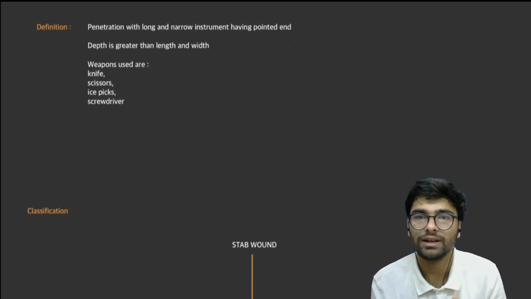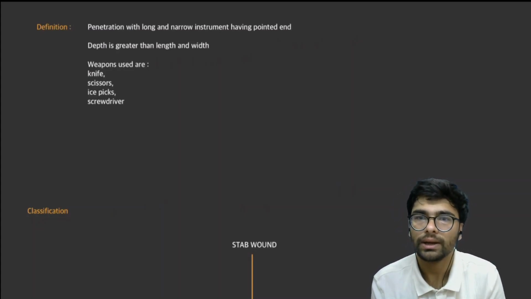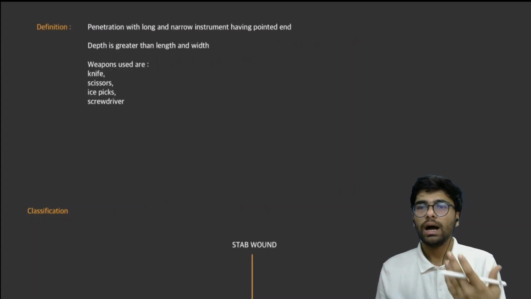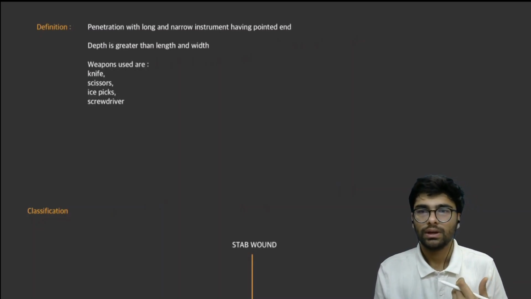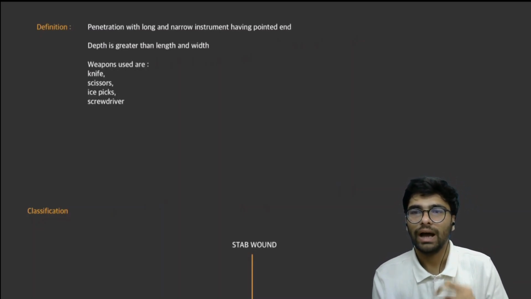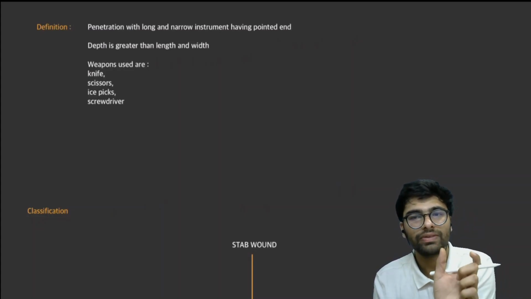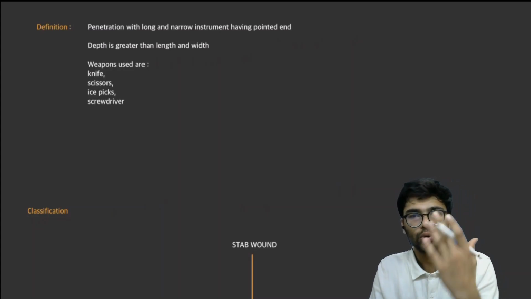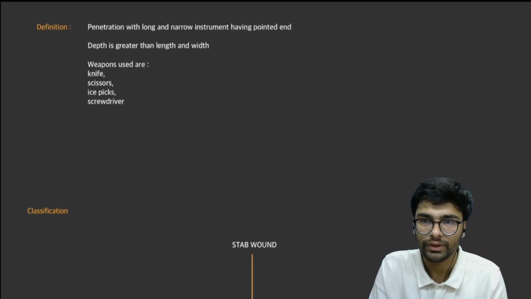So here is the definition. What is the definition? So stab wound is nothing but the penetration with long and narrow instrument having pointed end. The depth is greater than length and width. Depth means how much the weapon has gone inside the body. Length and width is how long and how wide the injury is visible on the skin. Depth you of course cannot see through a 2D image. For that you need a 3D image. Okay, so depth is greater than length and width for stab injury.